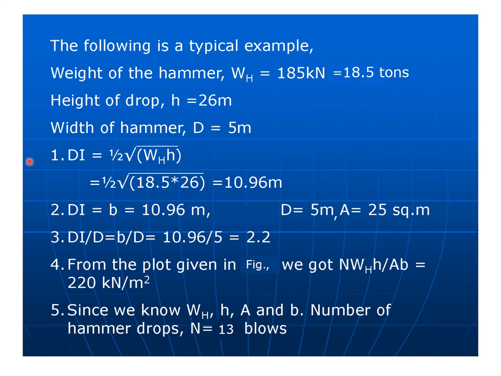So the first thing is DI determination. By using this formula, just plug in the values, and you get 10.96 meters. Then DI is equal to B, and that is equal to 10.96, which you have just determined in step one. D here is 5 meters, and the contact area of the weight is 25 square meters. These are the things which are given. The third step is to determine DI over D, or B over D, and that comes to 2.2. Now from the plot given in the figure, we can get N times WH multiplied by H over AB equal to 220 kiloton per square meter. So from the figure, we have got this one.